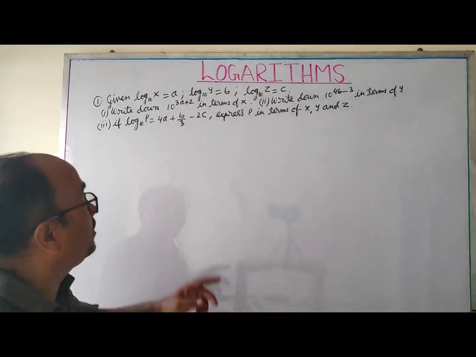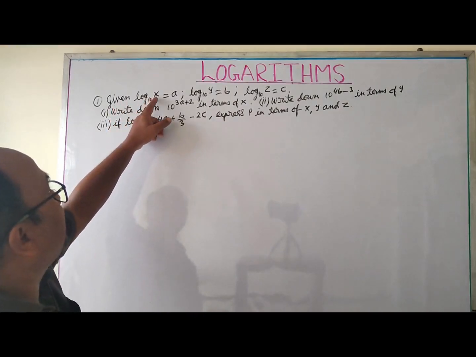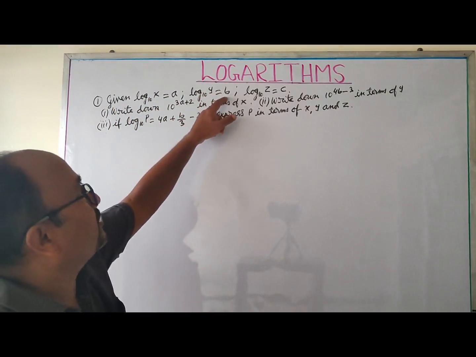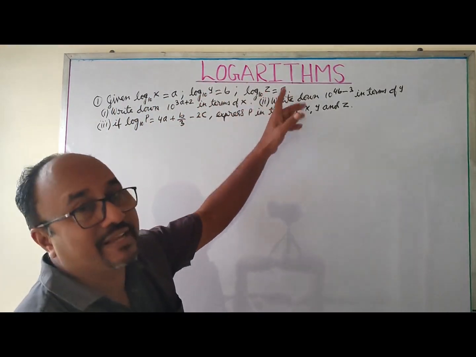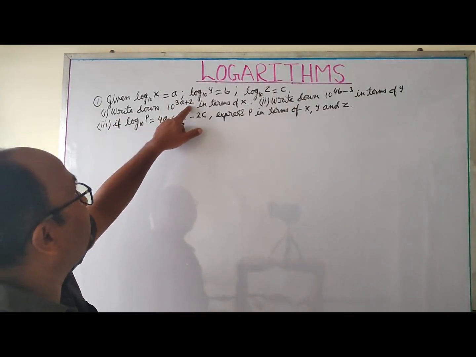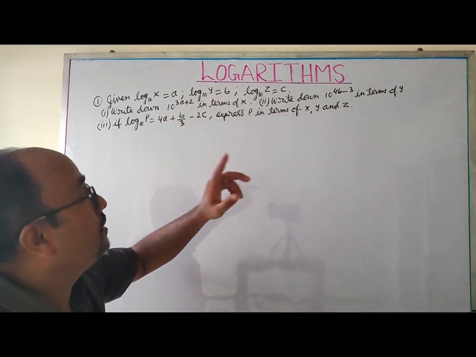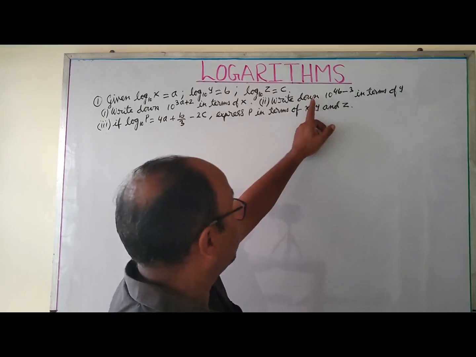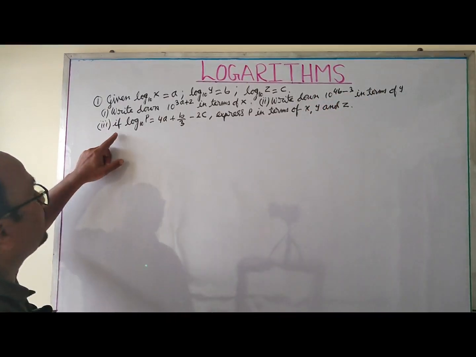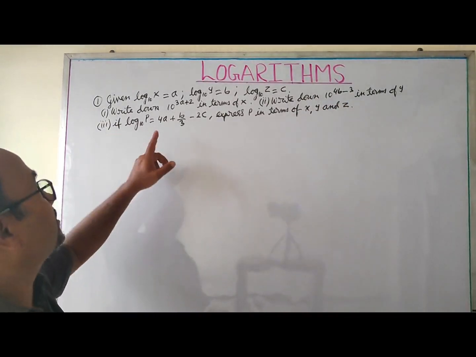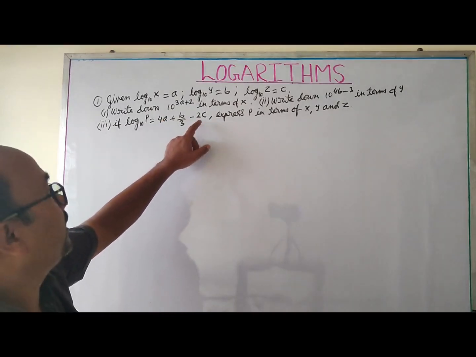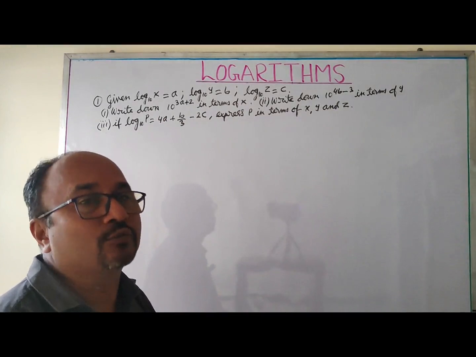So we have a question here where it is given that log x to the base 10 is a, log y to the base 10 is b, and log z to the base 10 is c. We are asked to find the value of 10 to the power 3a plus 2 in terms of x, then 10 to the power 4b minus 3 in terms of y, and if log p to the base 10 is given the value 4a plus b by 3 minus 2c, then to express p in terms of x, y, z.